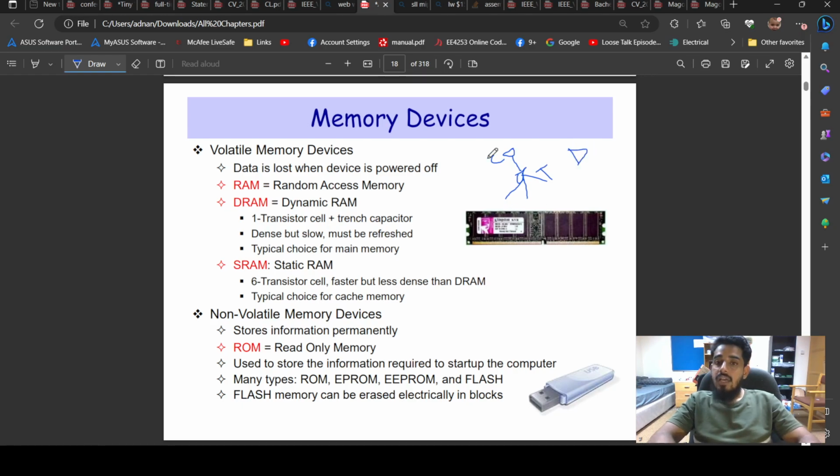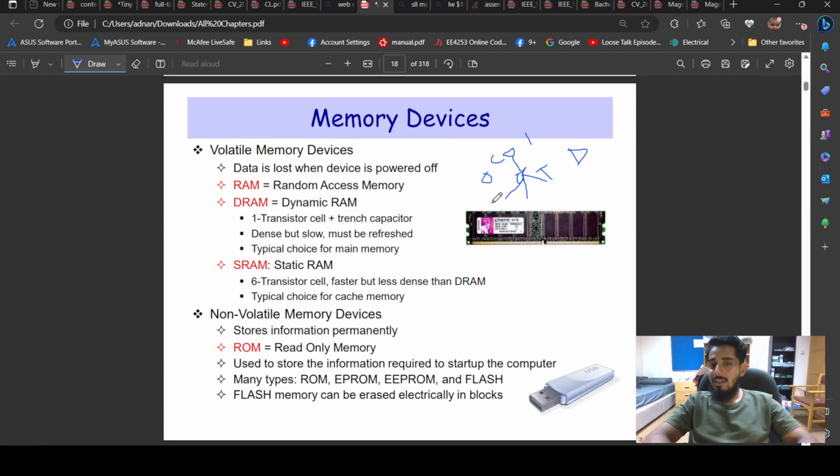The capacitor is the charge storing device, but the capacitor stores the charge for very little time, like some milliseconds. After some milliseconds, this capacitor is going to be discharged. When it is charged, it is stored as a 1. When it discharges, it is stored as a 0. So we store our bit in this manner in dynamic RAM.